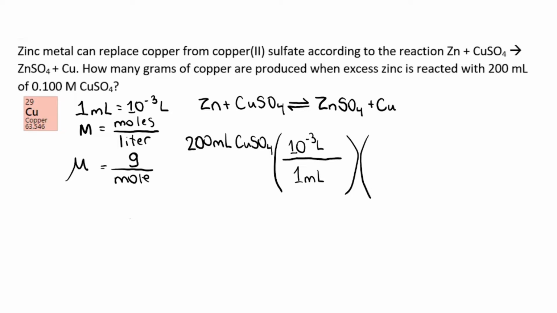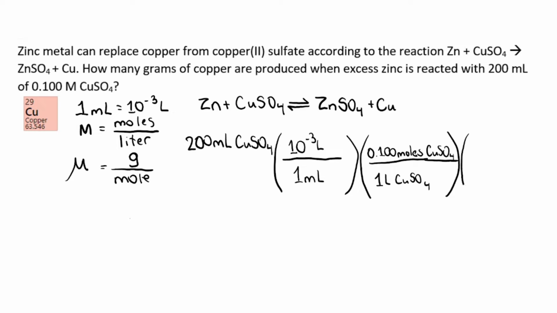Okay, and then now that we're in liters, we can use our moles. We can use our liters to get to our moles. So for every 1 liter of copper sulfate, we get 0.100 moles of copper sulfate. Now that we're in moles of copper sulfate, we can use our balanced equation. As we can see, there's only 1 mole of copper sulfate. So for every 1 mole of copper sulfate, you get 1 mole of copper.